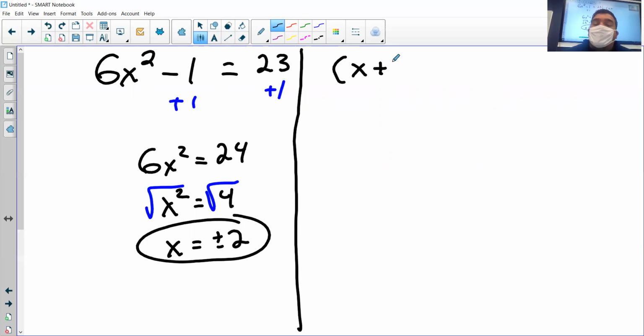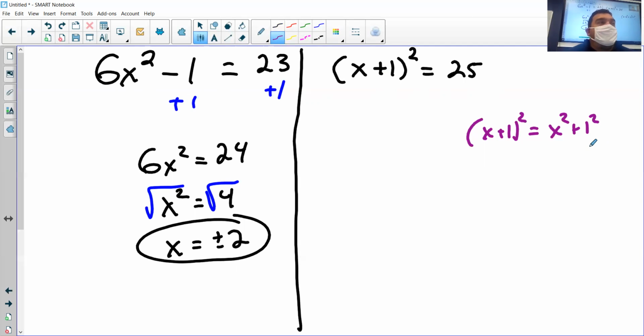Sometimes you have it like this, x plus 1 squared equals 25. Now, everyone's instinct is to take x plus 1 squared and rewrite it as x squared plus 1 squared. Is that everyone's instinct? Yeah. That is completely wrong.